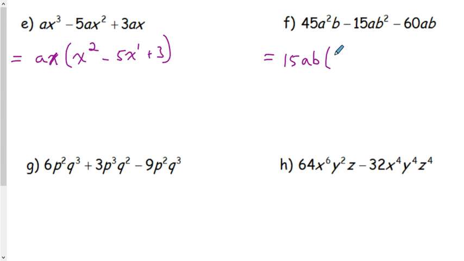45 divided by 15 is 3. I factor one of the a's out, leaving me with just a single one, and I factor the b out. My next one, I factor the whole 15 out, I factor the a out, and one of the b's, leaving me with just a single b left over. My last one, 60 divided by 15, that's 4. I factor the a and the b out, so just 4 is left over. There we go. We've done our factoring using our greatest common factor. Let's go on to G.